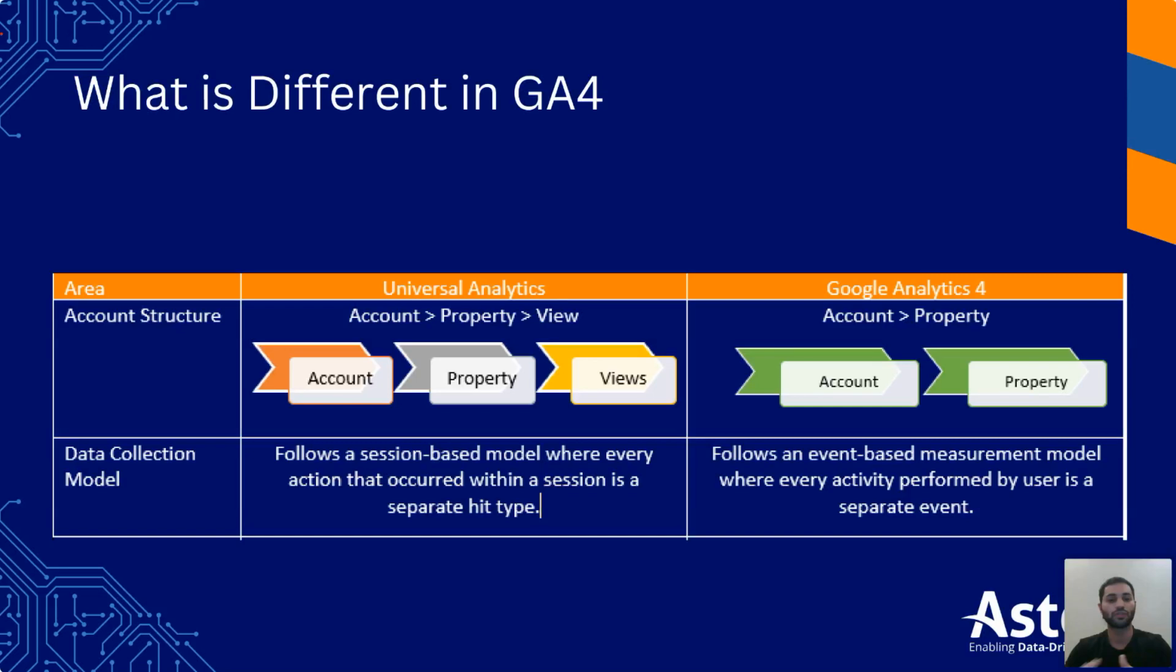Secondly, the data collection model. GA4 applies an event-based measurement model where every activity performed by the user is considered a separate event, right? And while GA3 followed a session-based model where every action that occurred within a session was a separate hit type. So if you try to compare the figures in the report of GA3 and GA4, you're likely to see different figures for the same date range, right? That's because the measurement model has changed, okay?